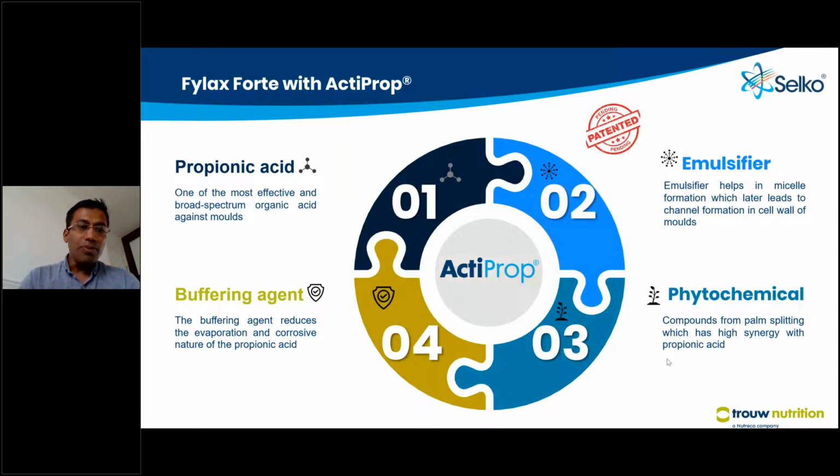So, taking this into consideration, Phylax 4 is developed with an active prop technology that takes into account both the mold inhibition part and the moisture management part.